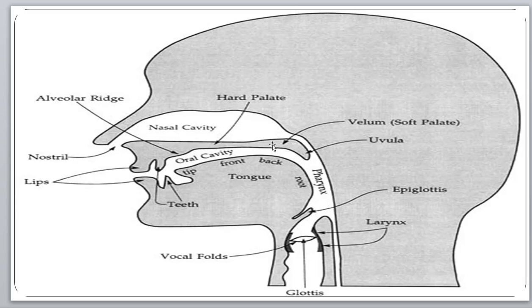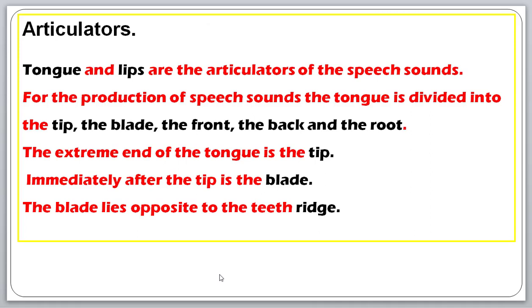The air which passes through the mouth, or the nose, or both, now comes to the final stage, that is the lips and the teeth. Here, what role does it play? What is the role of the teeth and what is the role of the lips in producing the speech sound? Those are the articulators. Tongue and lips are articulators of speech sounds.